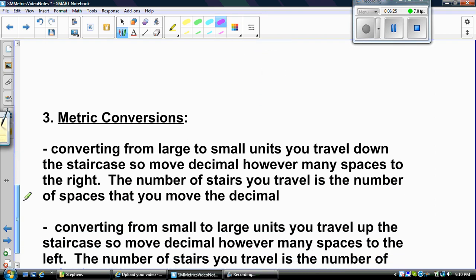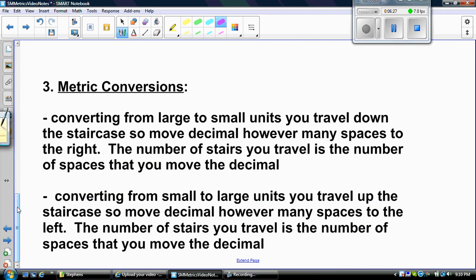Okay, the last thing we're going to talk about is how you convert. So sometimes we make measurements in millimeters and we want to convert them to centimeters, so they're a little bit easier to work with. Maybe it's a really big number for millimeters, and we want to convert it into centimeters to make it a smaller number. So there's two basic rules when you convert. When you're converting from large to small units, like going from kilo down to milli, you travel down the staircase, so you move the decimal to the right. The number of stairs you travel is the number of spaces that you move the decimal.